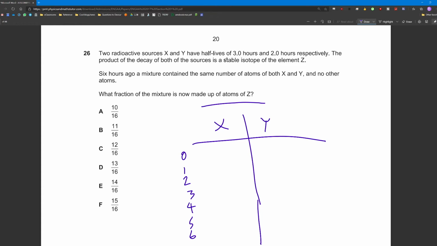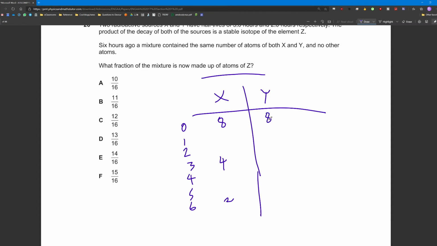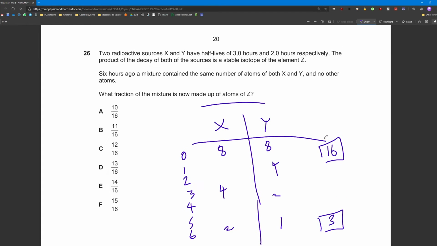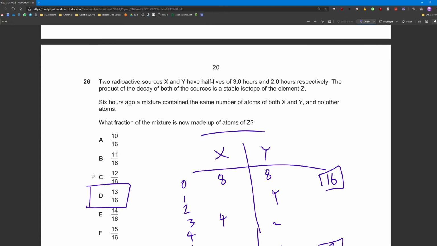X has a half-life of 3, so if you start with 8 atoms of X, then it goes to 4 atoms, then 2 atoms. And if you start with 8 atoms of Y, it goes to 4, then 2, and then 1. So 3 atoms of the original are left over from 16, so that means 13 over 16 are atoms of Z.